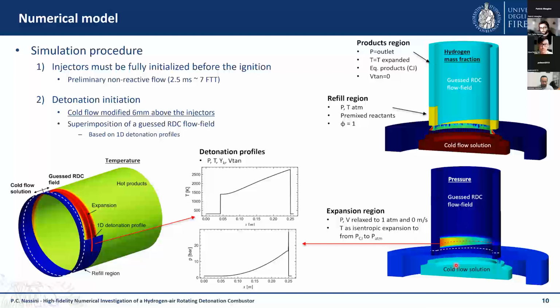Here on the right, you can see the pressure field and also the hydrogen mass fraction field inside our combustion chamber. We then put a linear refill region, which is the blue in this temperature contour, but also the yellow part in this plot, which is filled with premixed reactants, so hydrogen-air in atmospheric, stoichiometric composition, while all the other parts of the combustion chamber are filled with equilibrium products, so CJ products, static, and at the pressure at the outlet.